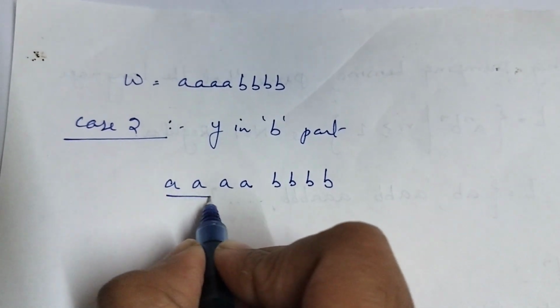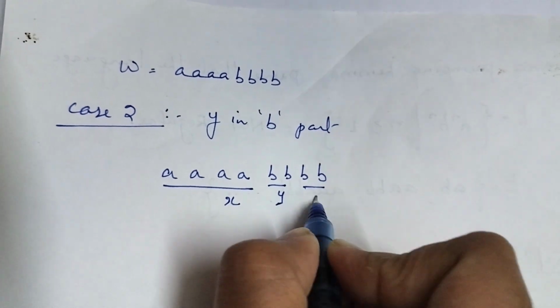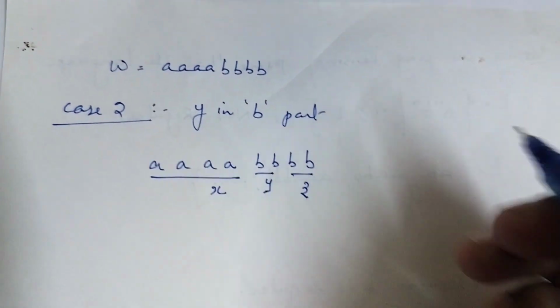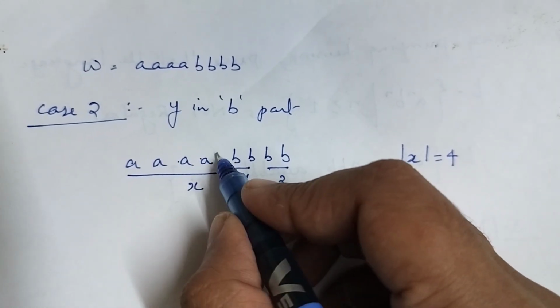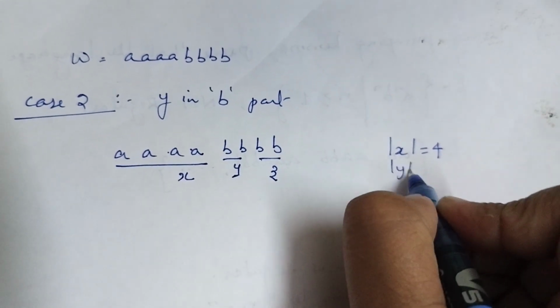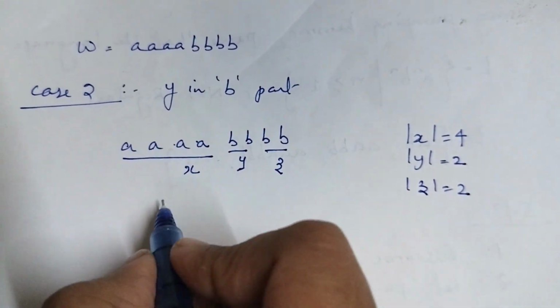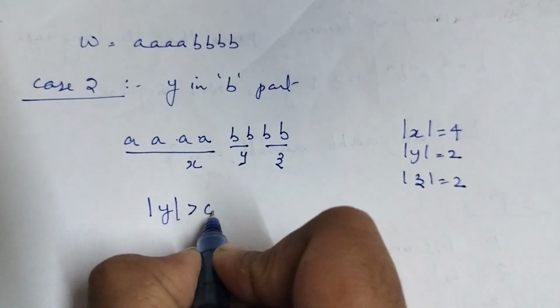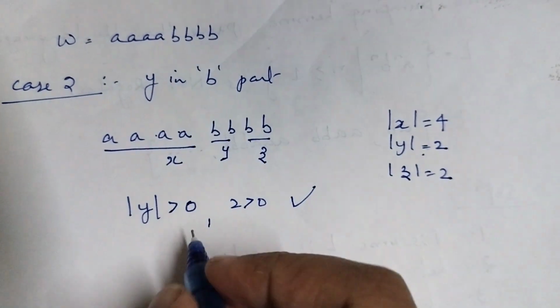So this is my x, this is my y, this is my z. What is the length of x? 1, 2, 3, 4. This is x. Length of y equals 2, length of z equals 2. So what are our conditions? Length of y should be greater than 0. Length of y is 2, which is greater than 0, so this condition is okay.